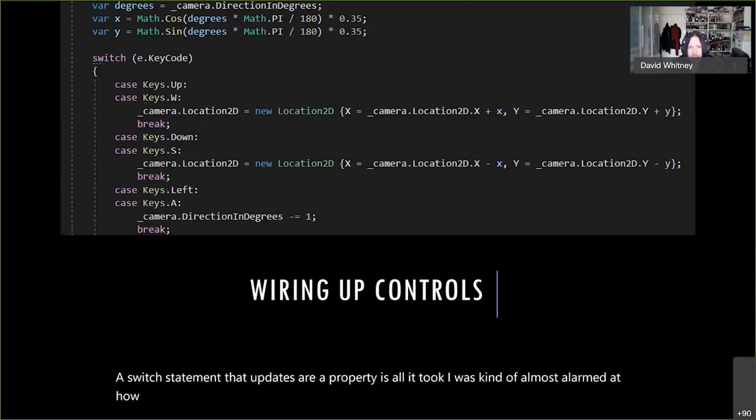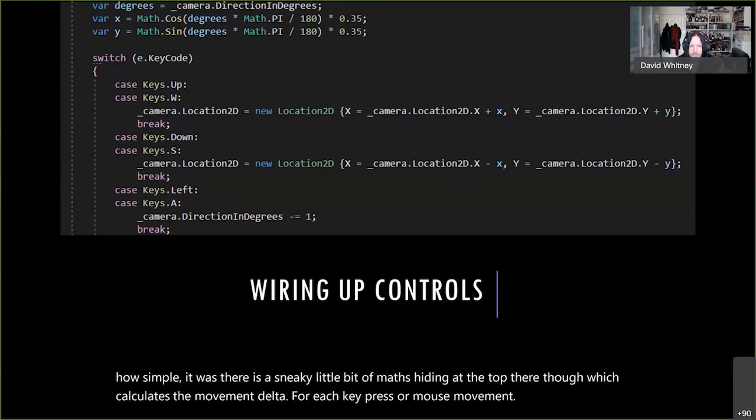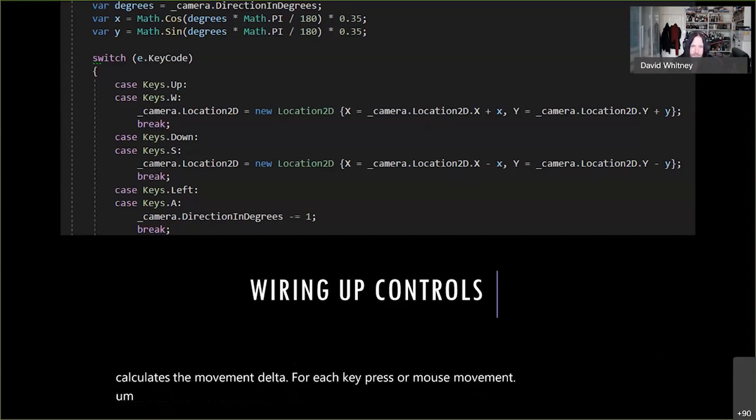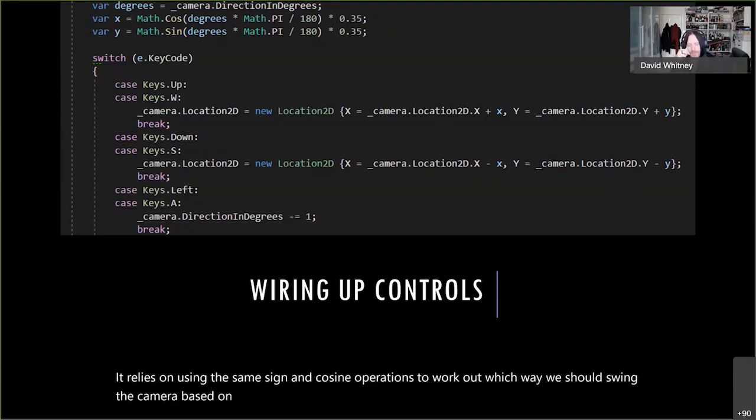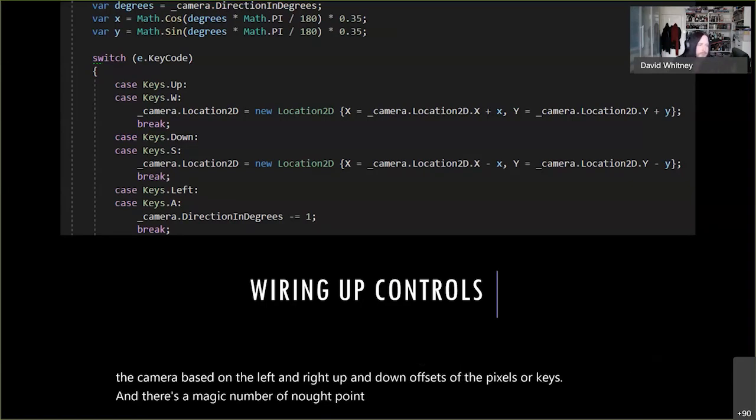There is a sneaky little bit of maths hiding at the top there, though, which calculates the movement delta for each key press or mouse movement. It relies on using the same sine and cosine operations to work out which way we should swing the camera based on the left and right and up and down offsets of the pixels or keys. And there's a magic number of 0.35 which felt right, which I suppose technically is a mouse sensitivity option.